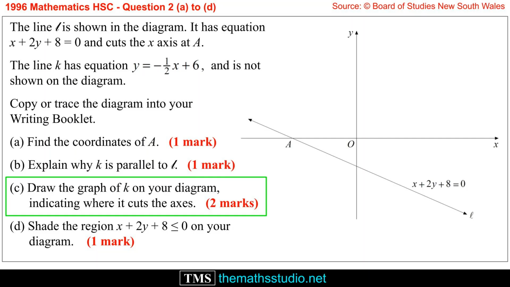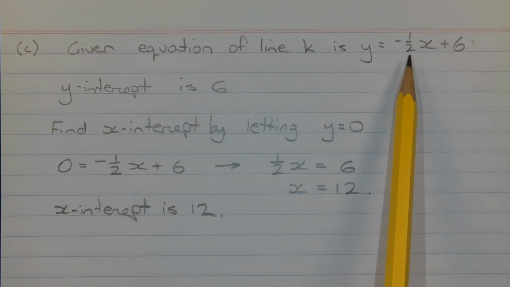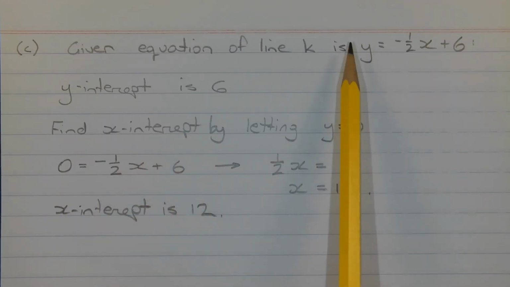Part C. Draw the graph of K on your diagram, indicating where it cuts the axes. Given that the equation of line K is y equals negative half times x plus 6, which is in gradient intercept form, we can read the y-intercept directly from the equation, and the y-intercept is 6. So that's where the line crosses the y-axis. Now to find the x-intercept, we let y equals 0 in the original equation and then solve for x, because the y-coordinate of the x-intercept is 0.